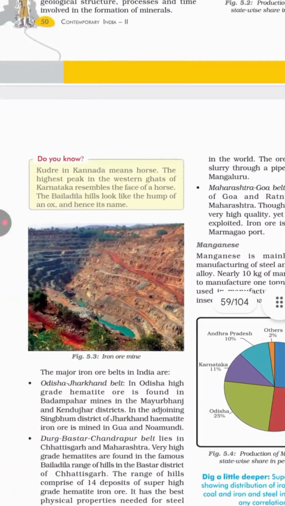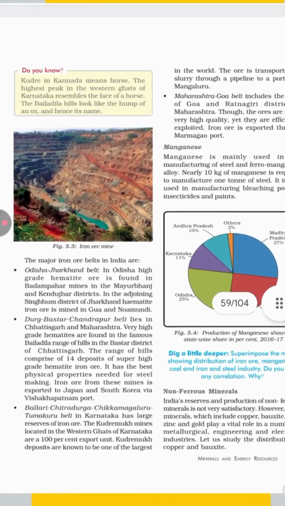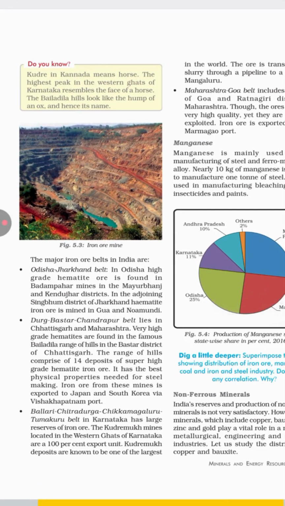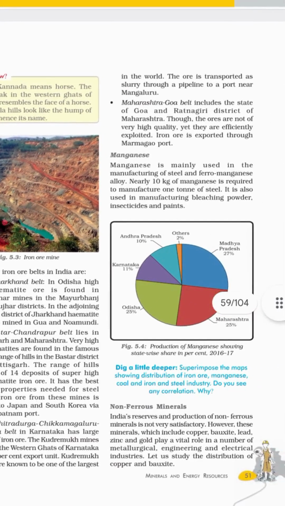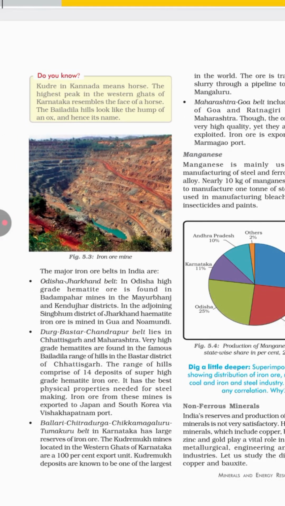Now, where all is my iron ore found? Basically, iron is found in the Odisha, Jharkhand belt, Durg, Bastar, Chandrapur belt, then Ballari, Chitradurga, Chikmagalur, and Tumkur belt in Karnataka, and then in the Maharashtra, Goa belt. Basically, the Maharashtra, Goa belt, Bellary, Chitradurga all come in the Western Ghats. Durg, Bastar and all that are in the northeastern part of the Deccan Plateau. But Odisha is the main state which has huge deposits of iron ore.